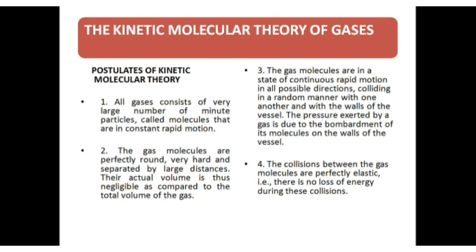So the main postulates of the kinetic molecular theory of gases are shown here, and now we will study these. What are the postulates of kinetic molecular theory? First, all gases consist of a very large number of minute particles called molecules that are in constant rapid motion. The second is that the gas molecules are perfectly round, very hard and separated by large distances. Their actual volume is thus negligible as compared to the total volume of the gas, because the gas molecules are far apart from each other.